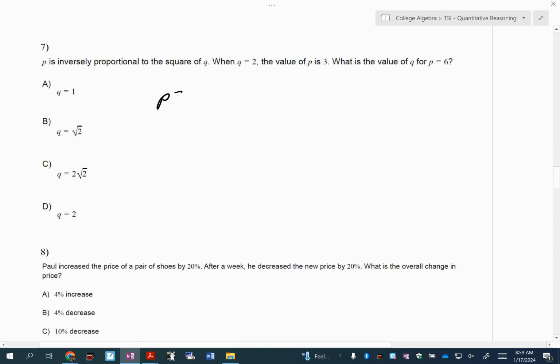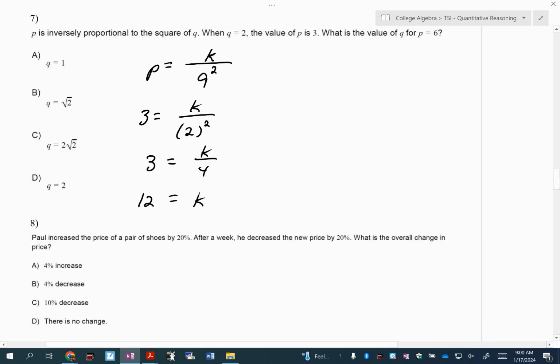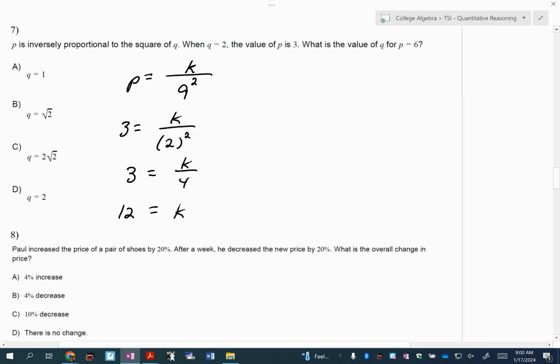P is inversely proportional to the square of Q. So Q squared, put a K up here for constant. When Q is 2, the value of P is 3. So P is 3 when Q is 2. All right, so this would be K over 4 or K equals 12, right? Moving that 4 over with multiplication. So this is my equation now, 12 over Q squared.